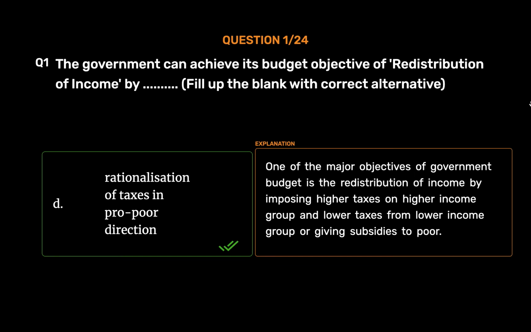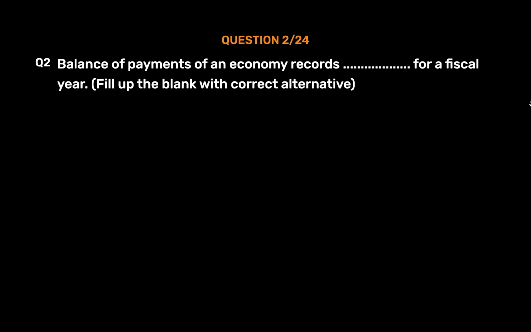One of the major objectives of government budget is the redistribution of income by imposing higher taxes on higher income group and lower taxes from lower income group or giving subsidies to poor. Question number 2. Balance of payments of an economy records for a fiscal year. Fill up the blank with correct alternative.